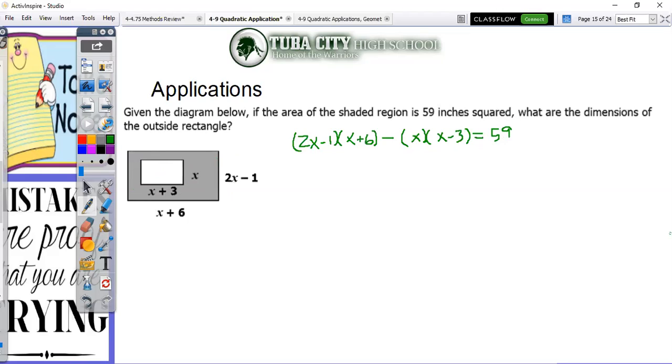So what are the dimensions of the outside rectangle?